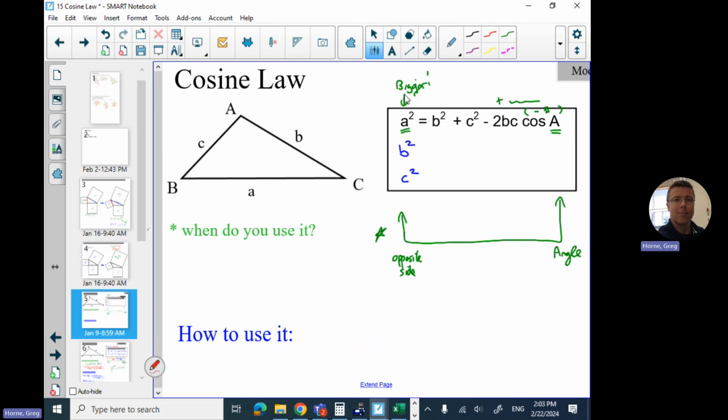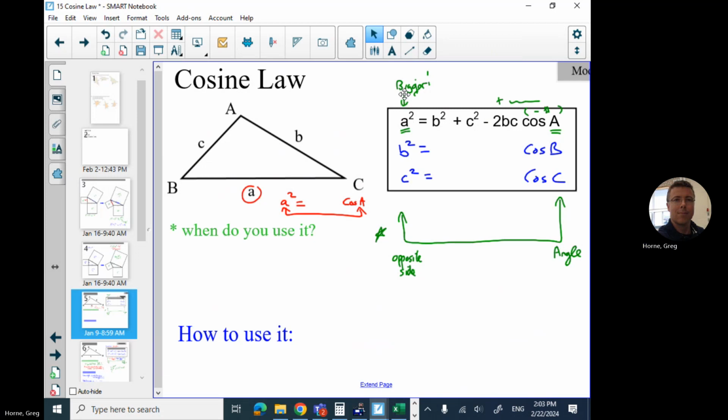If you're looking at trying to get a, for example, you're going to start with a squared. And then on the other end, you're going to have a cosine of a. That's sort of how it's going to work. Okay. And so here, if I had b squared, way over here, I would have cosine of b. And if I had c squared, I would have cosine of c. And so that's easy to enter in as a routine process.